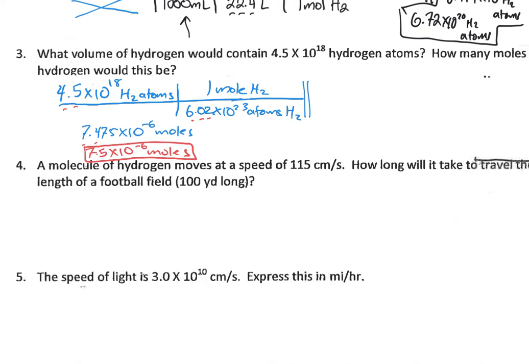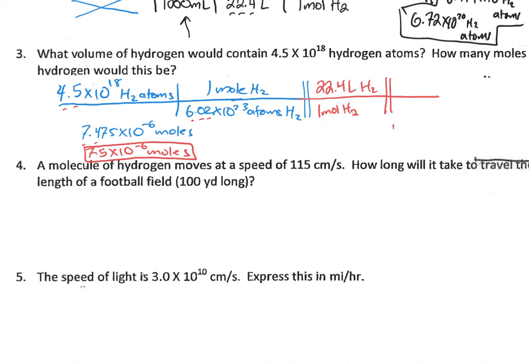But then it says what volume. So I'm going to continue this t-table, and I'm actually going to do the next conversion. I'm going to say that in every 1 mole of H2, I'm going to use that conversion that they gave me in the last problem, 22.4 liters of H2. And I'm going to calculate and get 1.7 times 10 to the negative 4th liters of hydrogen.